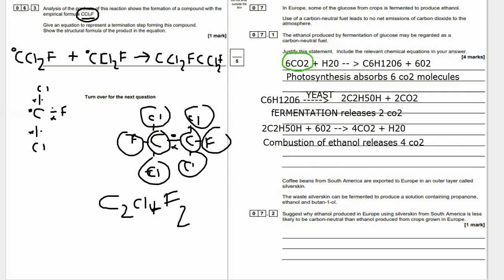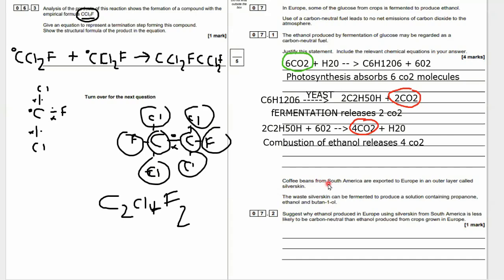By these three reactions, we want to show that fermentation gives out 2 and combustion gives out 4. So all in all, you have had a net production of 0 carbon dioxide. It's carbon neutral. Okay, let's move on.